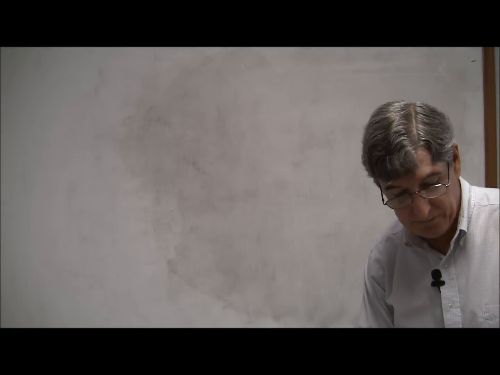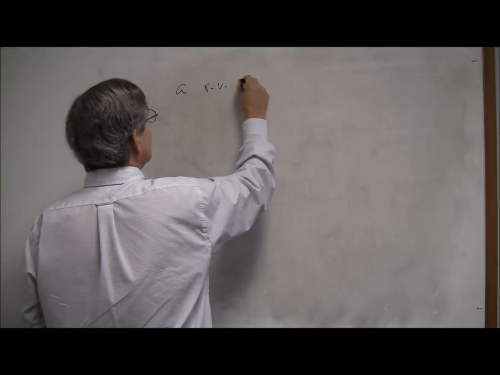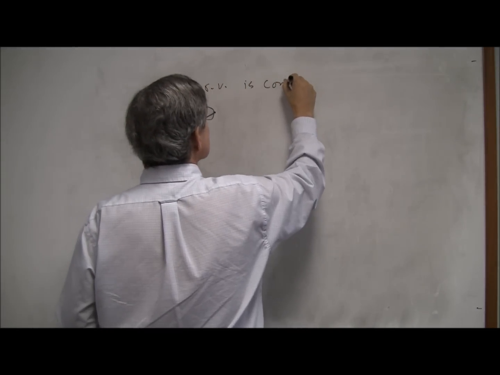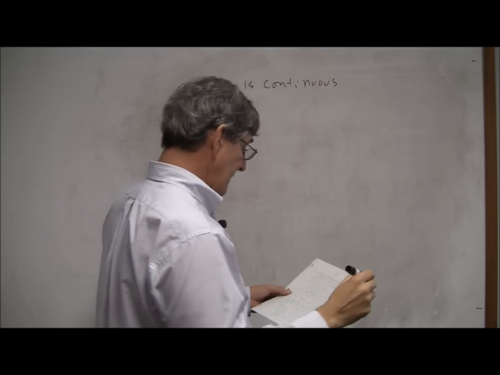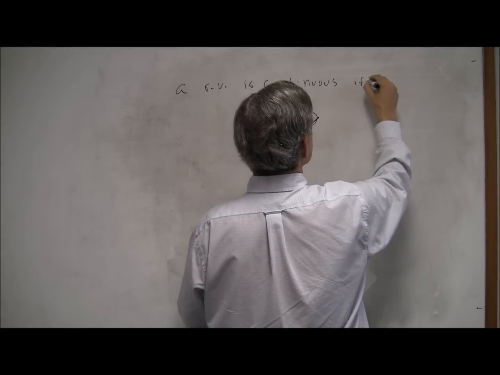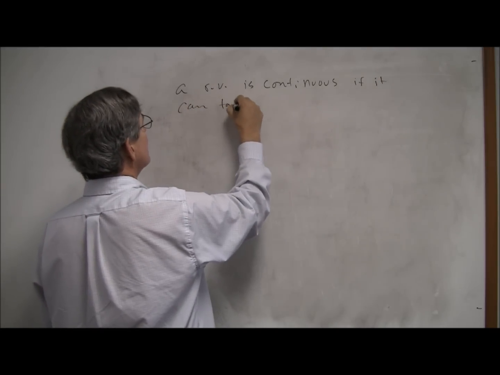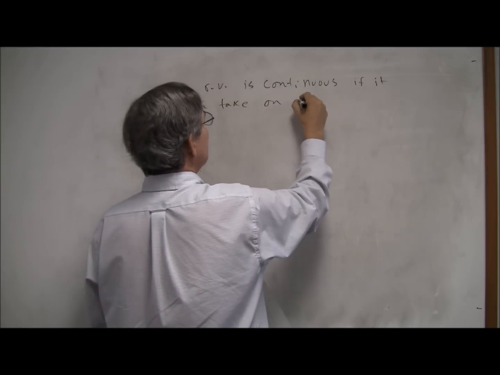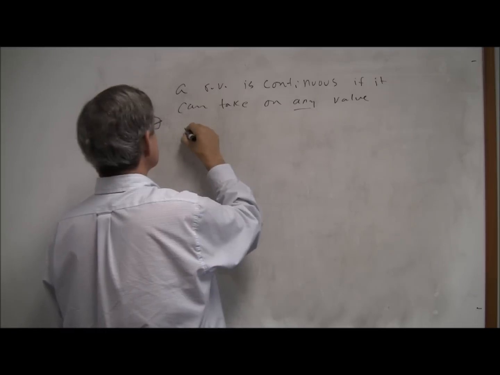So a random variable is continuous if it can take on any value in a continuous interval.